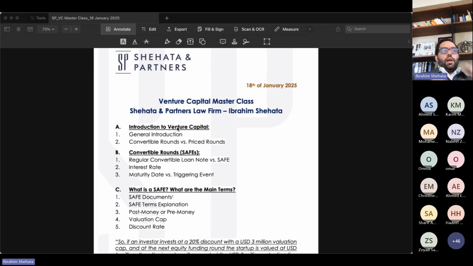As you can see, there are two main types of rounds: priced rounds and convertible rounds. Convertible rounds have different flavors. There's the SAFE, there's KISS, there's the original convertible loan agreement. But I can say like 90 or 95% of the time right now, everybody is using the SAFE. The SAFE is an acronym for Simple Agreement for Future Equity. It was created by Y Combinator, and it's very popular all over the world, not only in the US, but also in the MENA region and in other parts of the world as well.